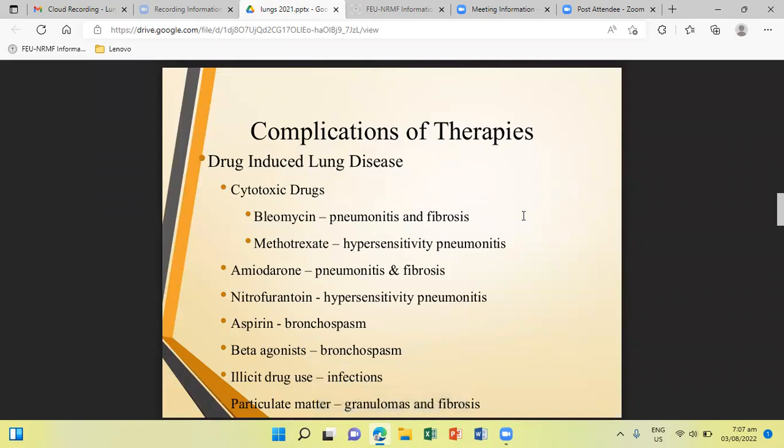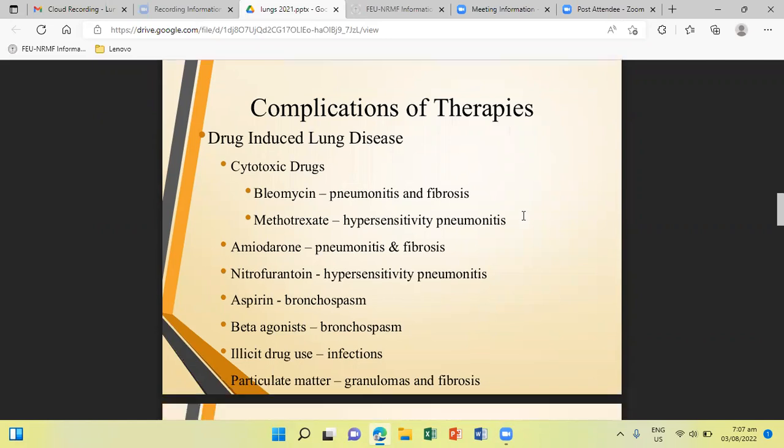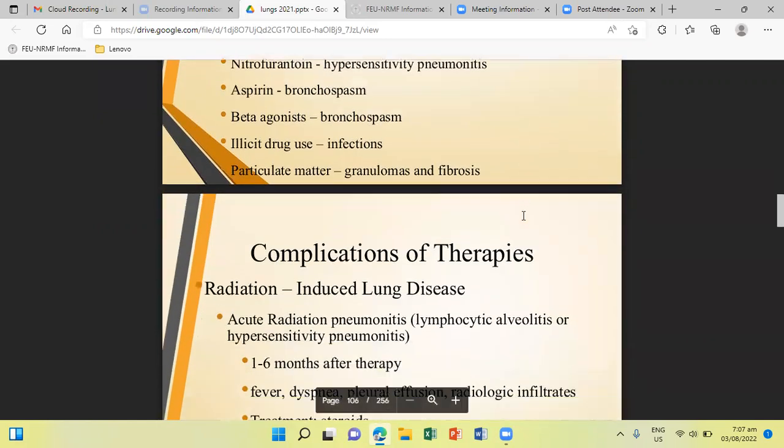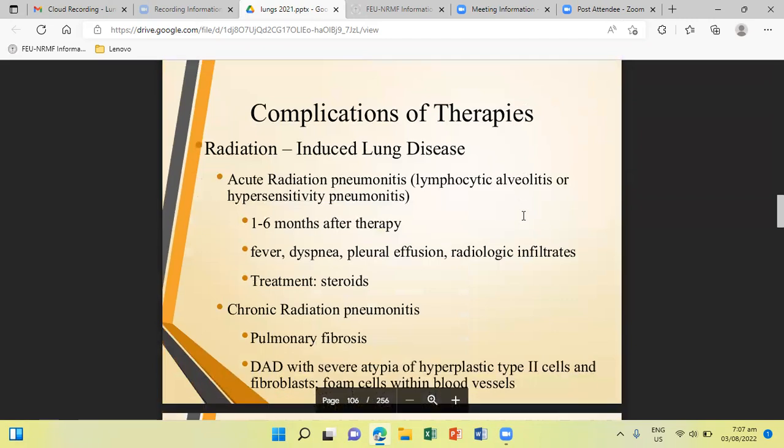Sometimes the drugs we give to our patients can actually cause complications like pulmonary fibrosis. This is a rundown of the different drugs that may lead to pulmonary fibrosis, hypersensitivity pneumonitis, or bronchospasm. Now, let us take a look at other possible therapies. Radiation pneumonitis is also a well-known complication.